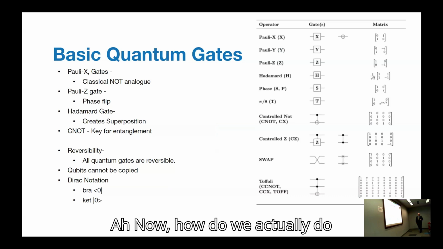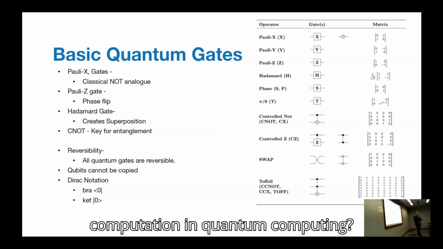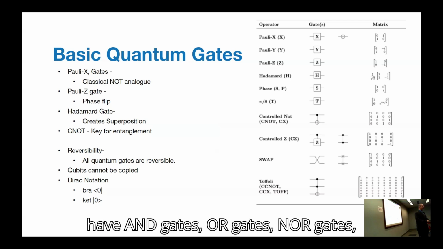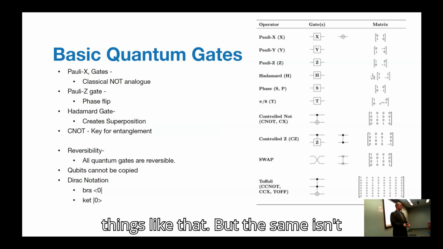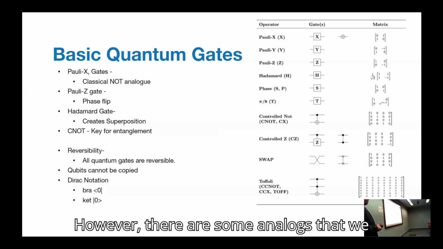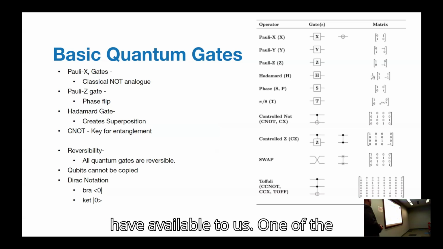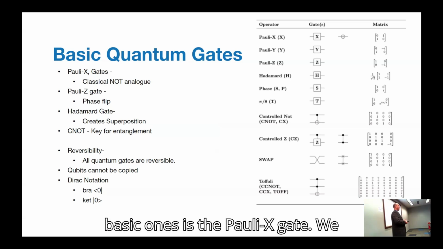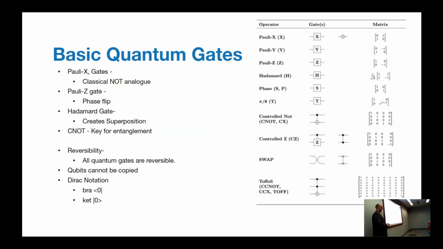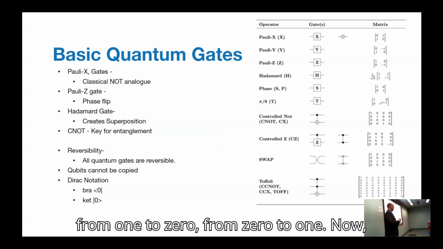Now, how do we actually do computation in quantum computing? In classical computing, we have AND gates, OR gates, NOR gates, things like that. But the same isn't available to us in the quantum world. However, there are some analogs available to us. One of the basic ones is the Pauli X gate. We flip the state of a qubit, from 1 to 0, from 0 to 1.